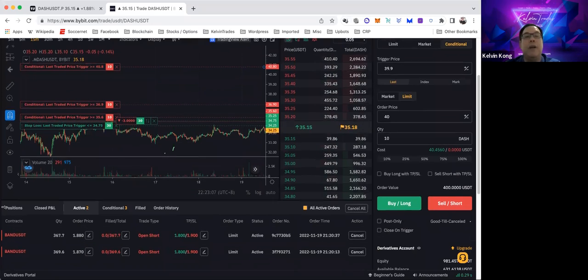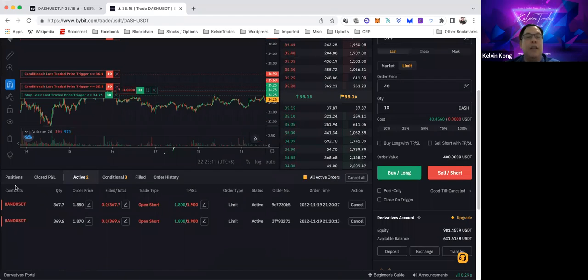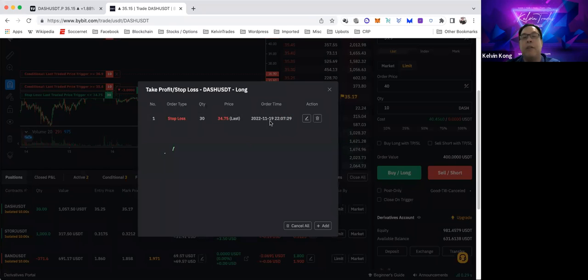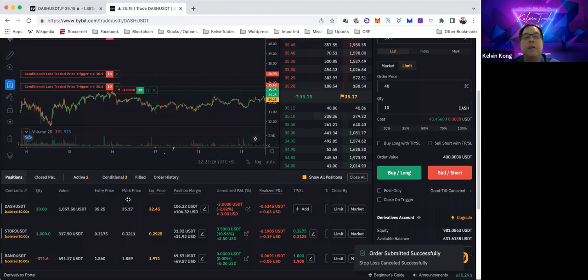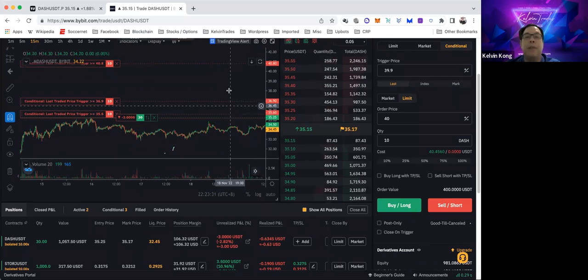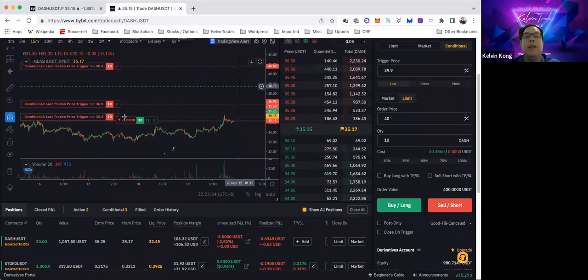So this is one way of setting take profit. Now let's set a stop loss using limit orders. Remember our Dash? Our stop loss is already here, but it is a market order. So let's say I don't want a market order. I cancel it, so no more stop loss. You see your stop loss is gone, disappeared. So how do you set a stop loss using a limit order?